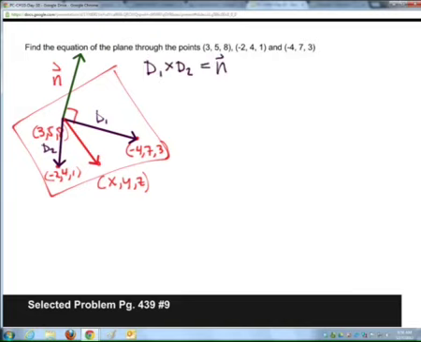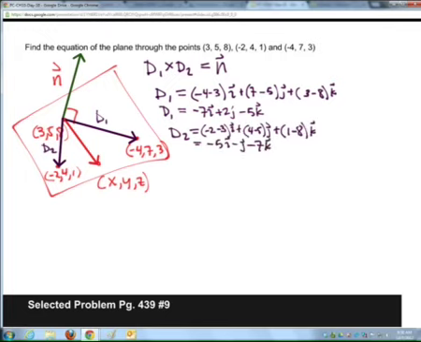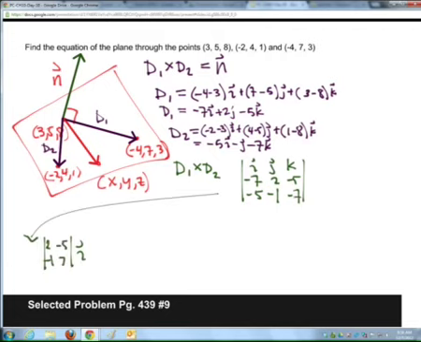So if I take the cross product and I set up my matrix, first off I have to figure out my displacement vector. So I'm just subtracting my ordered triples. So that's the first one we're calling D1. And then D2, I subtract my values, and I get another displacement vector. And so to take the cross product, I set up my 3 by 3 matrix, and then I break that down into my 2 by 2 matrices.